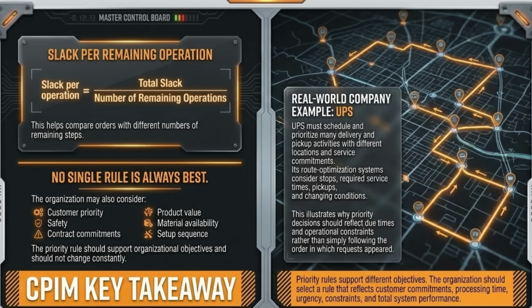CIPM key takeaway. Priority rules support different objectives. The organization should select a rule that reflects customer commitments, processing time, urgency, constraints, and total system performance.